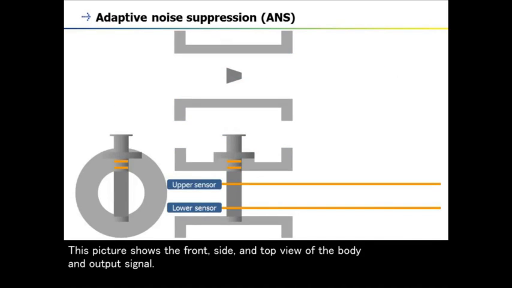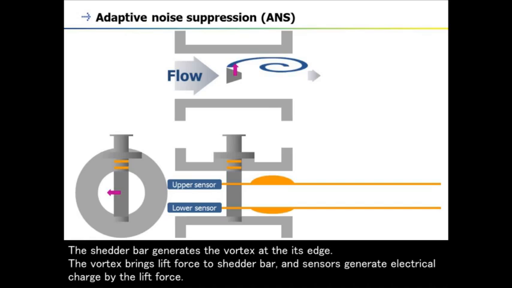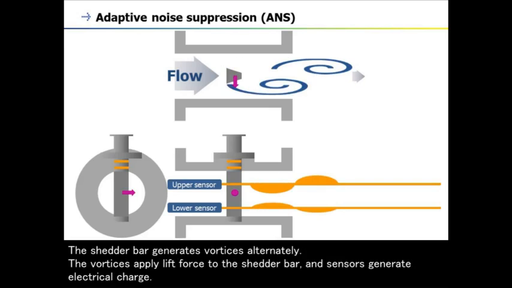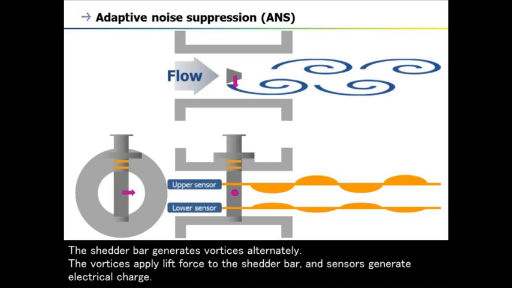This picture shows the front, side, and top view of the body and output signal. Fluid flows in the body. The shutter bar generates the vortex at its edge. The vortex brings lift force to shutter bar, and sensors generate electrical charge by the lift force. The shutter bar generates vortices alternately. The vortices apply lift force to the shutter bar, and sensors generate electrical charge.